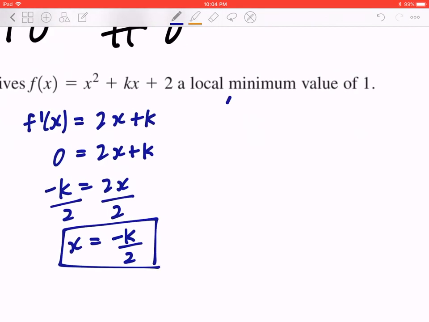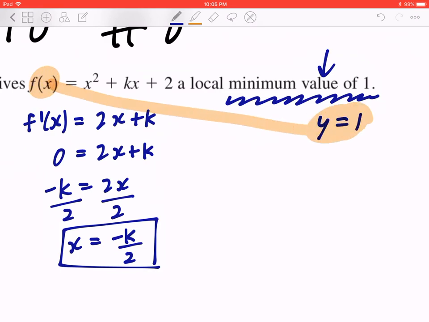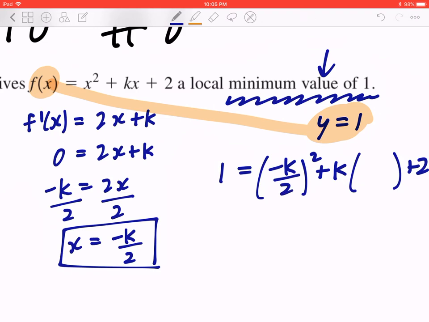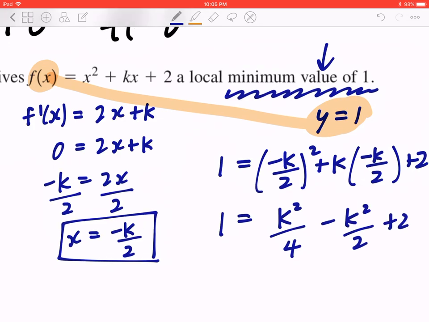Now, if you think about the minimum value of 1, this just means the y value is going to be 1. That's what the word value implies. So if you go back to the function y, which is f of x, that equals 1. So you can express this as 1 equals, and instead of plugging in x, you can rewrite it in terms of negative k divided by 2. So in this case, 1 equals k squared divided by 4 minus k squared divided by 2 plus 2.